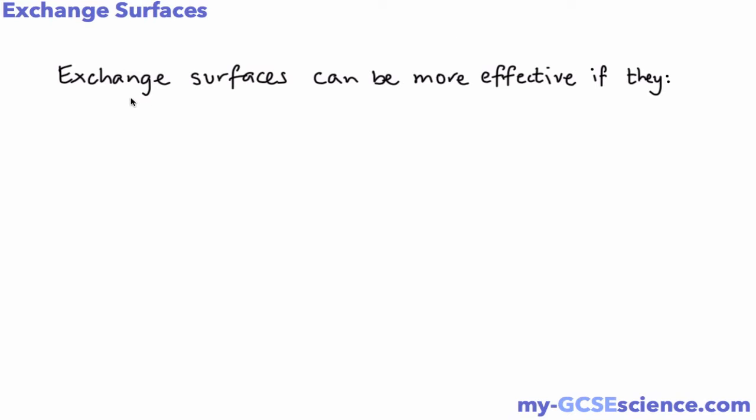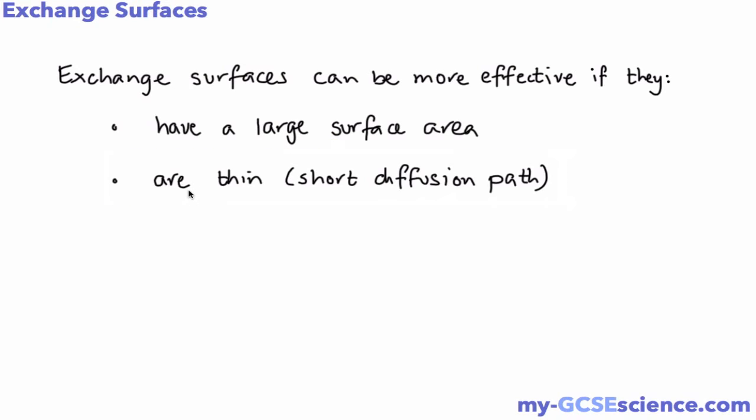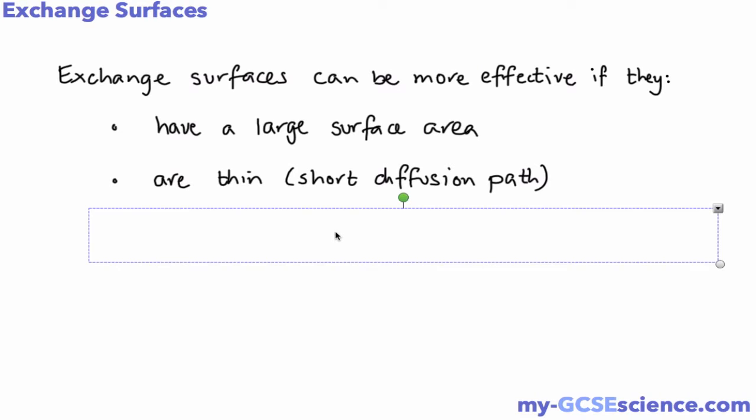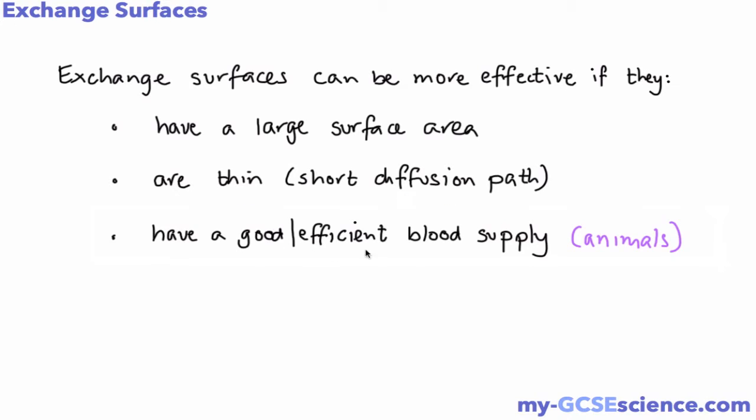Now, in order for these exchange surfaces to be as good as possible, we need them to have, or possibly have, four features. The first one is to have a large surface area. The second is to make sure they're thin, so the surface itself is thin. That means there's a short diffusion path and the substance can get in or out as quickly as possible. They need to have a good or efficient blood supply, and that would apply to animals. And sometimes they are ventilated, so this usually refers to air moving in and out or over a surface, and again that's usually to do with animals.